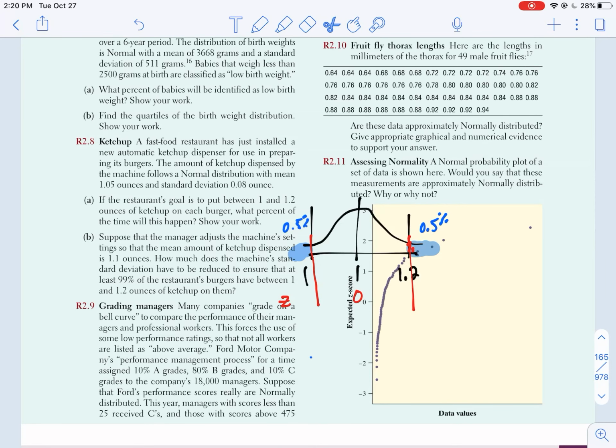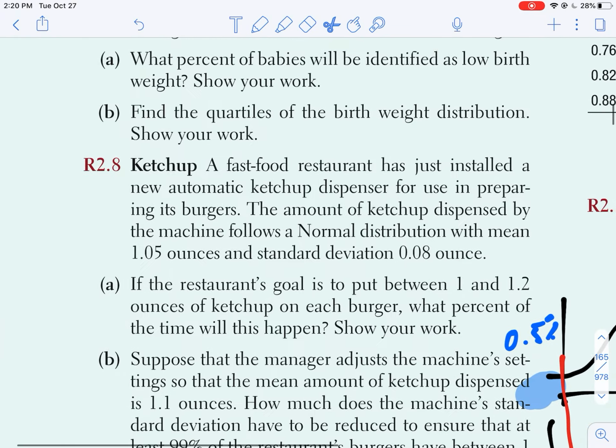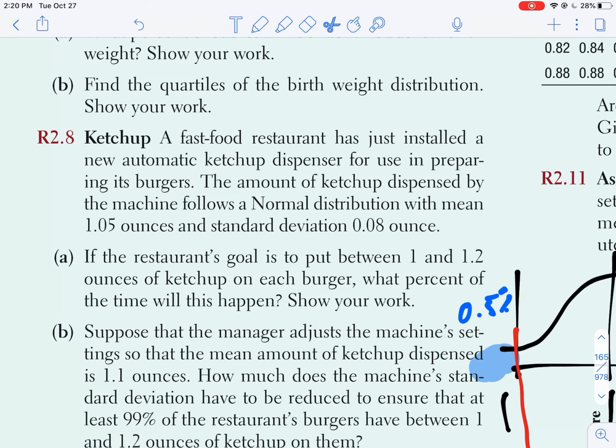Okay, so I'm on 2.8, and I was asked to go over B here. Now, this is from the normal distributions chapter in Practice of Statistics. This is the practice test at the end. The problem says that a fast food restaurant has just installed a new ketchup dispenser for use in preparing its burgers.